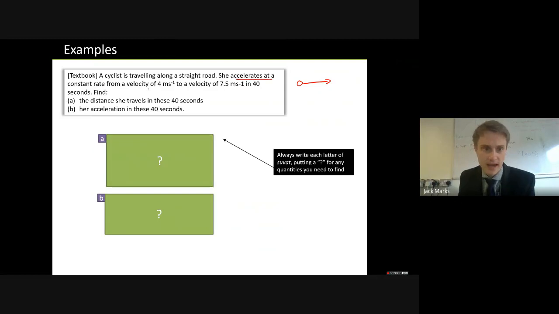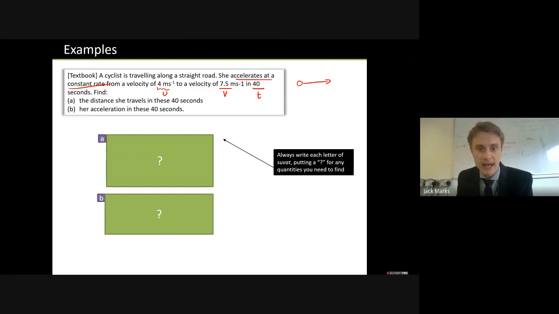Later on when you learn more mechanics, that's a really important phrase because it tells me that I can use SUVAT equations. So the acceleration is a constant rate from a velocity of 4. That sounds like where we're starting. We're starting at 4. I'm going to call that u, to a velocity of 7.5. That sounds like v. In 40 seconds. Well, that sounds like a t value.